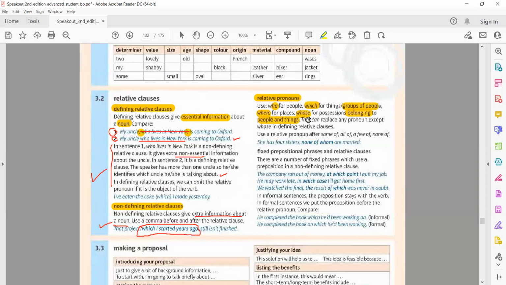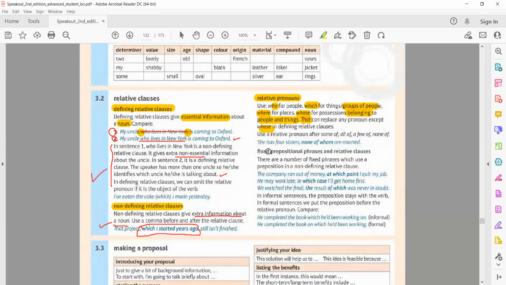And we can use that instead of the other pronouns sometimes. That can replace any pronoun except whose. Yes, you can't use it instead of whose. You can use it instead of any other pronoun, but be careful. Sometimes that can feel informal, okay?